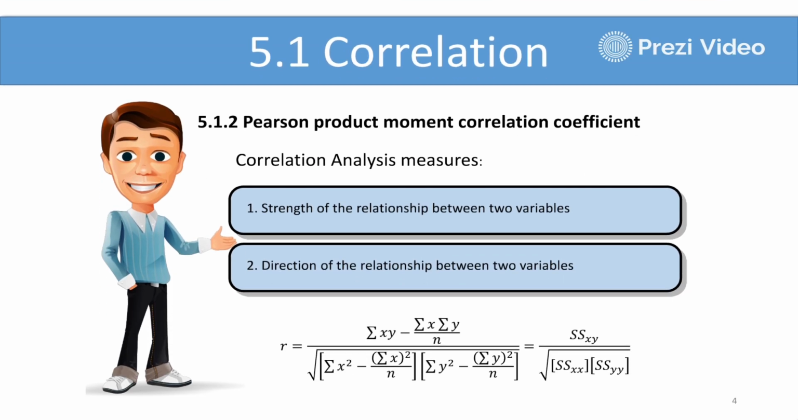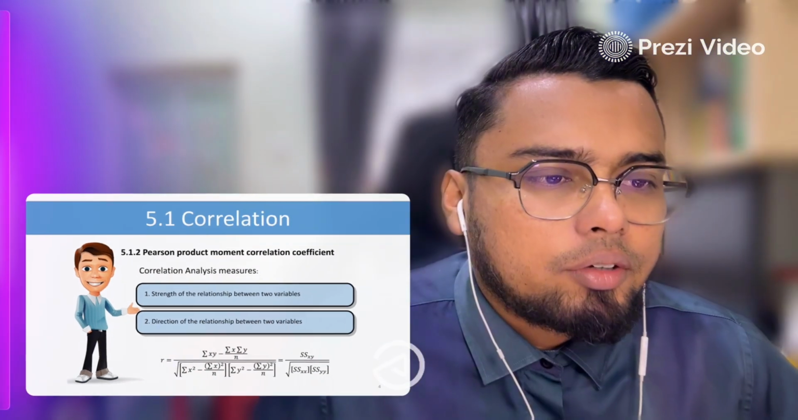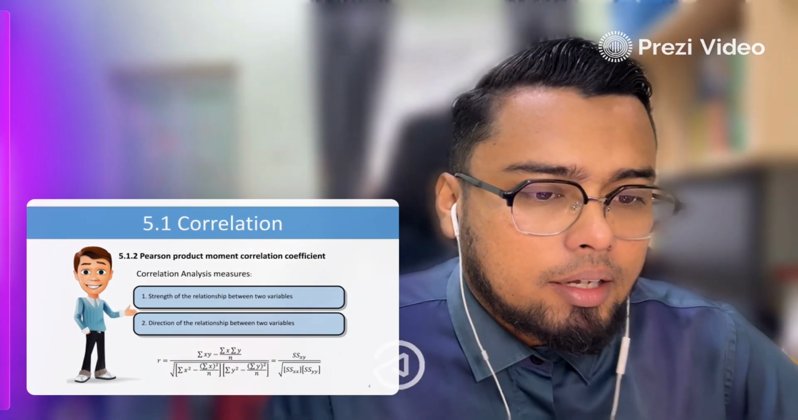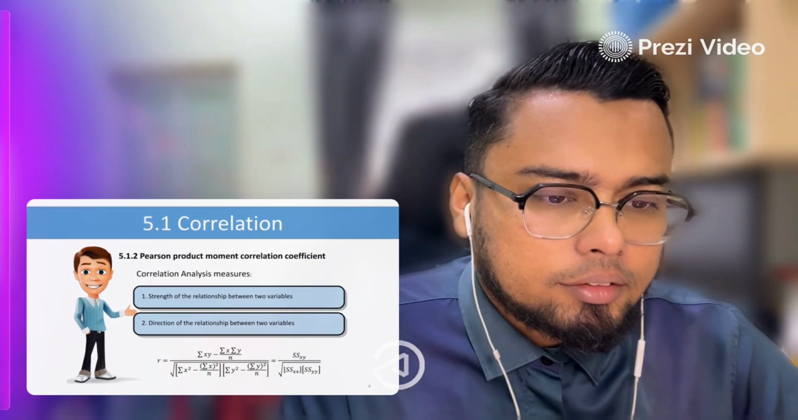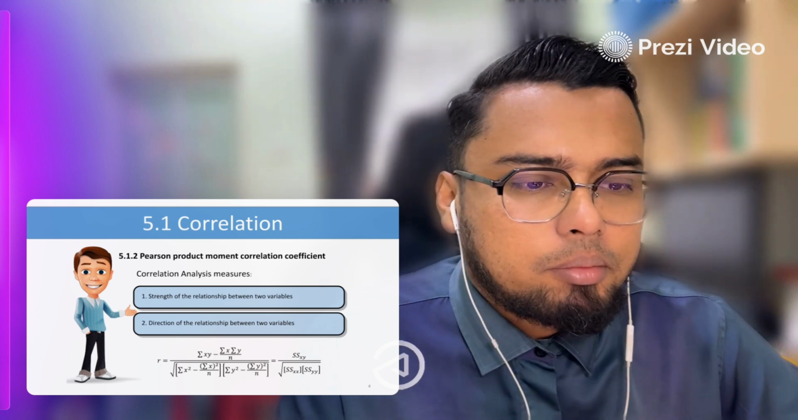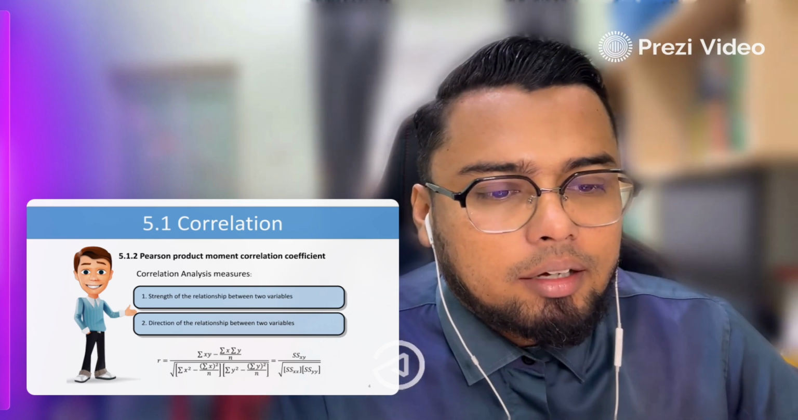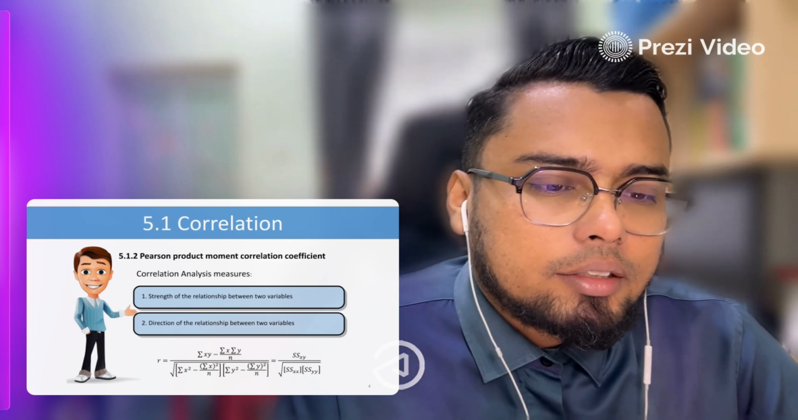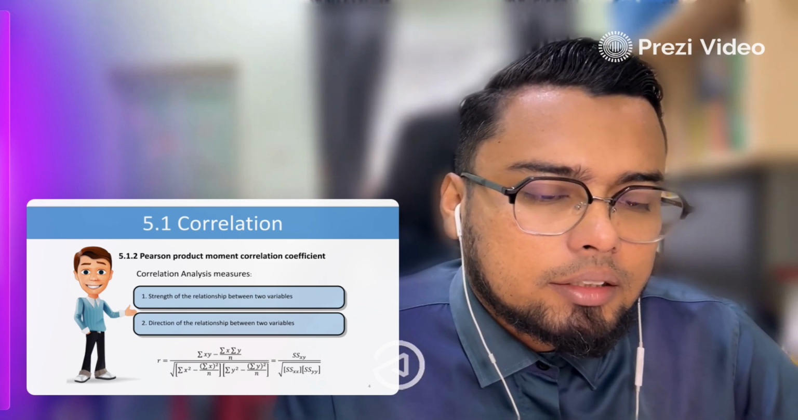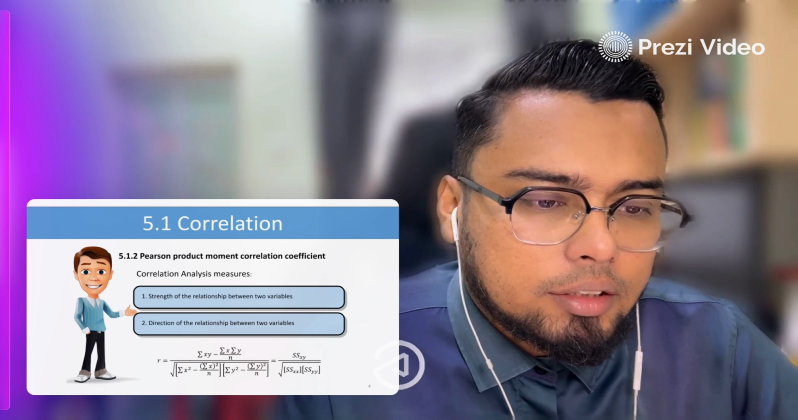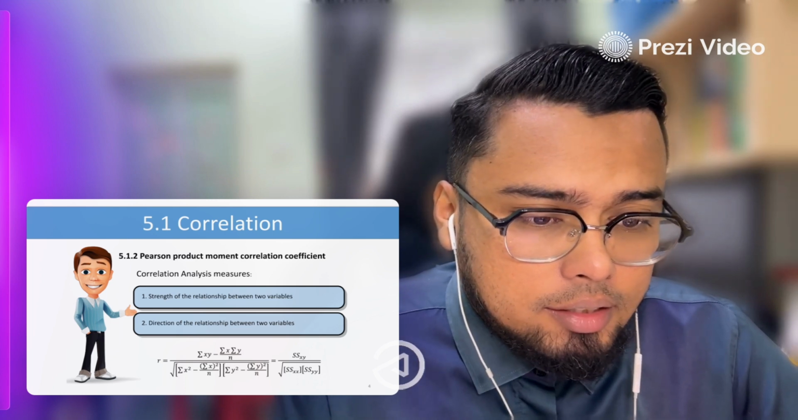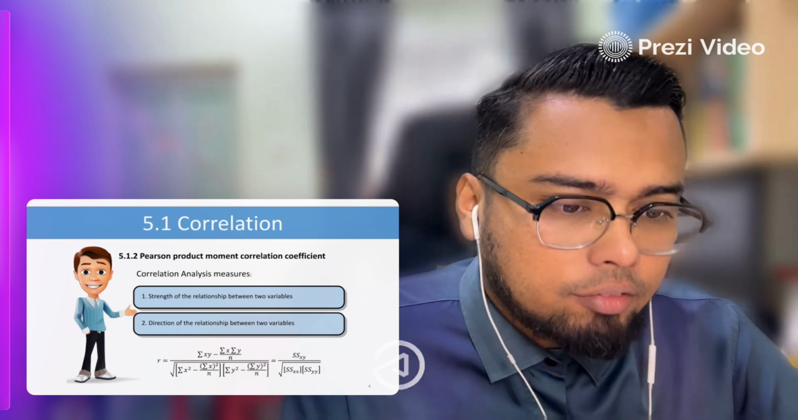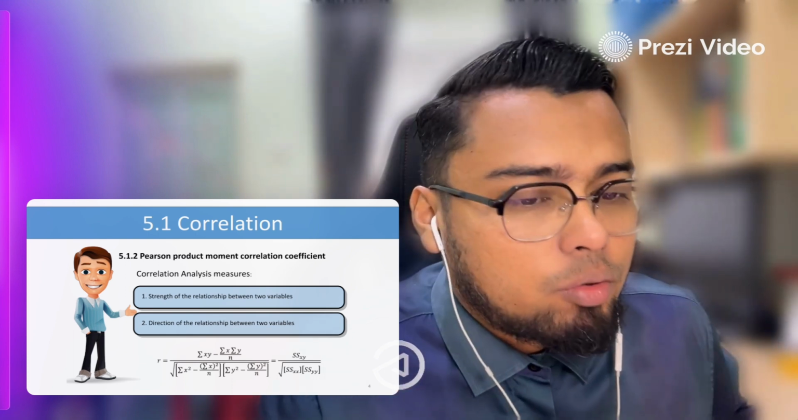So this is the main part of the correlation, which we call the Pearson product moment correlation coefficient. The symbol is small r. So what the correlation coefficient provides us is, one, the strength of the relationship between two variables.